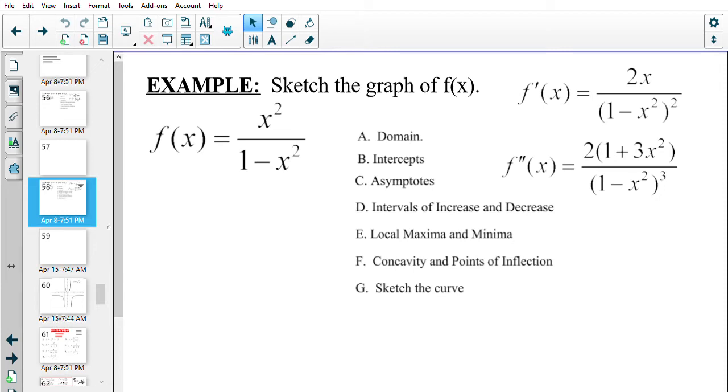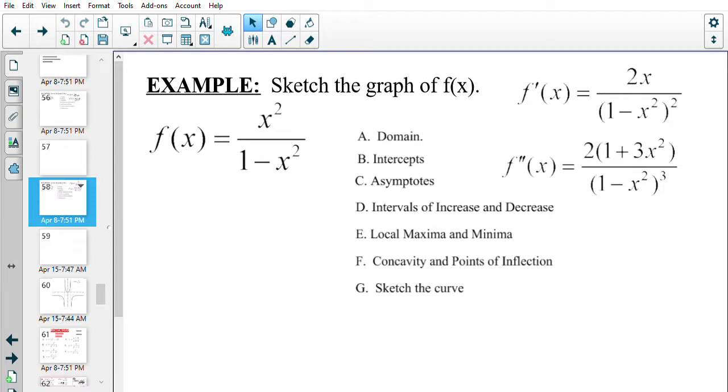Okay, so on this example, you see that you have the graph of x squared over 1 minus x squared, and you see also the first and second derivatives given over on the side. Those derivatives are going to be used in parts D, E, and F, as you see there. We're going to jump in, though, right at the top with the first part.